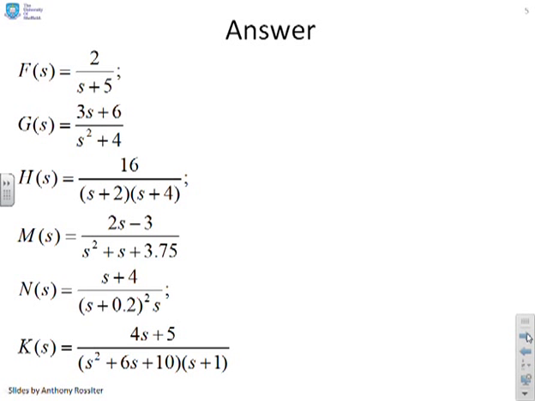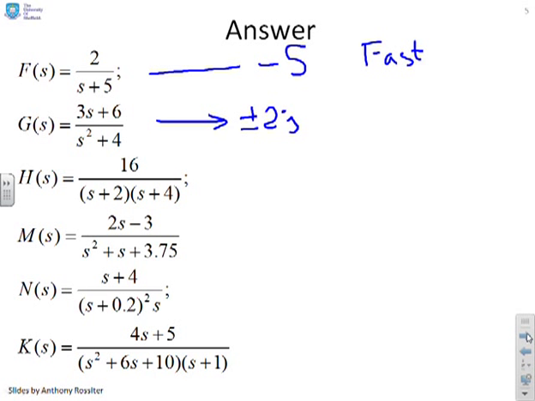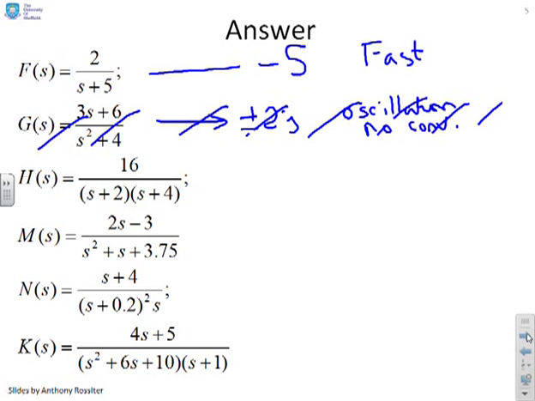Here's our solution then. We'll do each transfer function one at a time. First of all, F of s is 2 over s plus 5. This has got a pole at minus 5, which we would expect to be moderately fast. The next one has got poles at plus or minus 2j, which means we expect oscillation, or I could say pure oscillation, no convergence. So in fact, I'm going to cross this one from the analysis because it doesn't converge at all, so we can't really talk about speed of response.